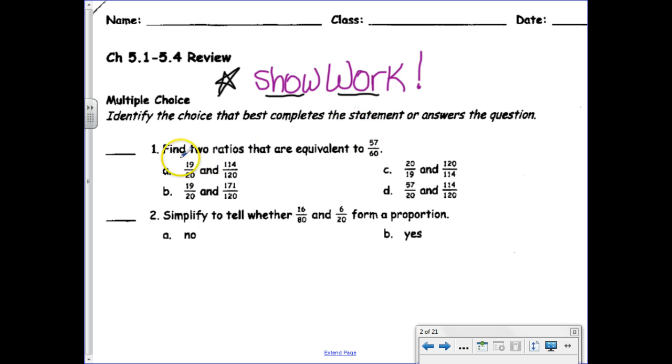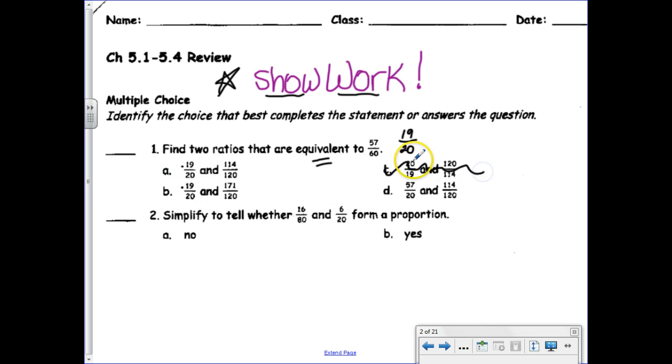All right, take a look at question number 1. Find two ratios that are equivalent, meaning equal value, to 57/60ths. Well, if you get this in simplest form, which you can do on your calculator, or just simply notice that each of these are divisible by 3, you'll get 19/20ths for your fraction in simplest form. Now, when you look at that, I see this is an option in A and B.